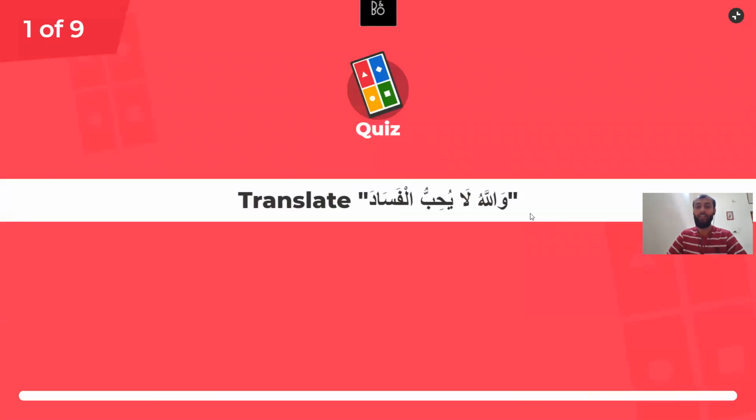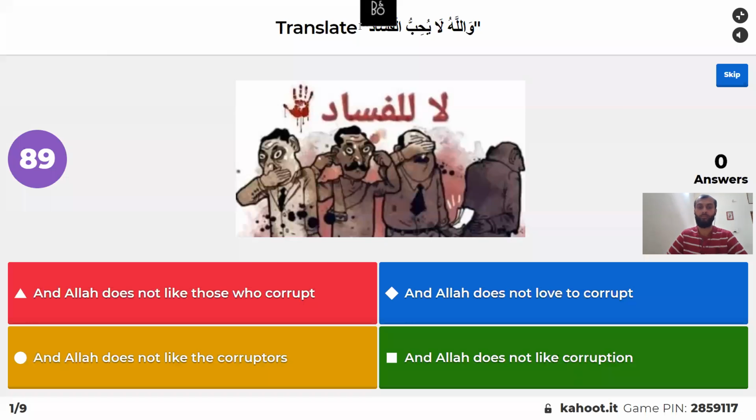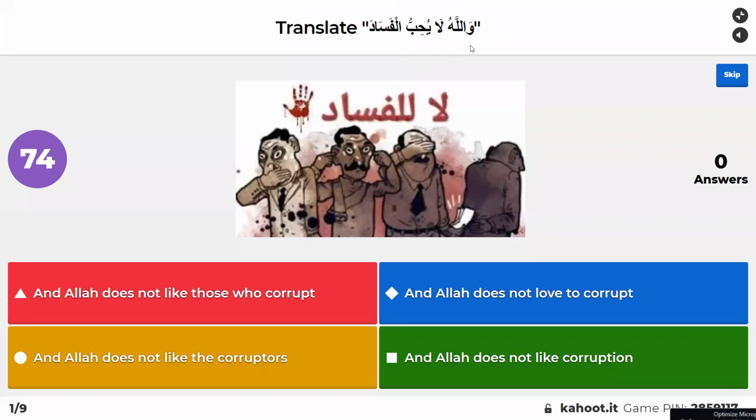Wallahu la yuhibbul fasada. Wa here means "and" or it means a promise, for sure. No, here wa means "and." Wallahu la yuhibbul fasada. What does it mean?